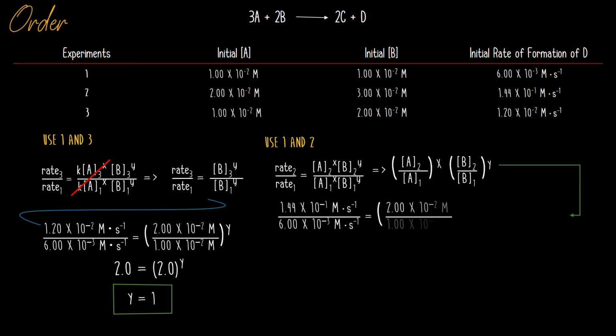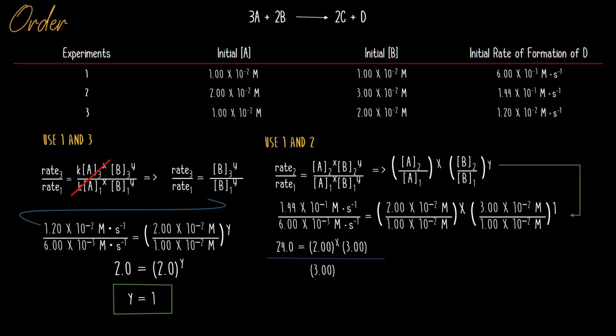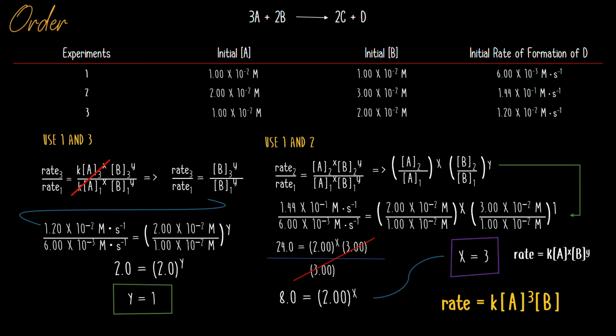Substituting values, we get that 24 is equal to 2 raised to x times 3. Dividing both sides by 3, we get 8 is equal to 2 raised to x. From this, we can say that x is equal to 3 and the rate is equal to k[A]^3[B]. But we're not done yet. We need to find the value of k.